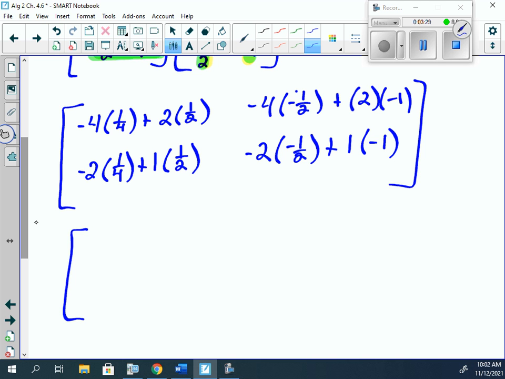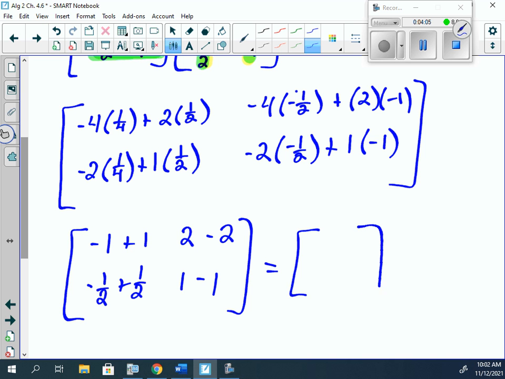Now we can simplify these and multiply, so we can do our -4 times 1/4 would be -1, plus 2 times 1/2 is plus 1. Our next one, -4 times -1/2 would be +2. 2 times -1 would be -2. -2 times 1/4 would be -1/2, and 1 times 1/2 would be plus 1/2. And last but not least, we'll have -2 times -1/2, which would be 1, and 1 times -1 is -1. And if we combine these here, what would we end up getting?